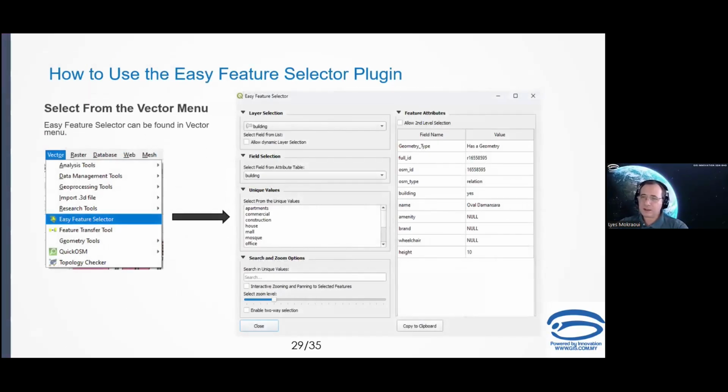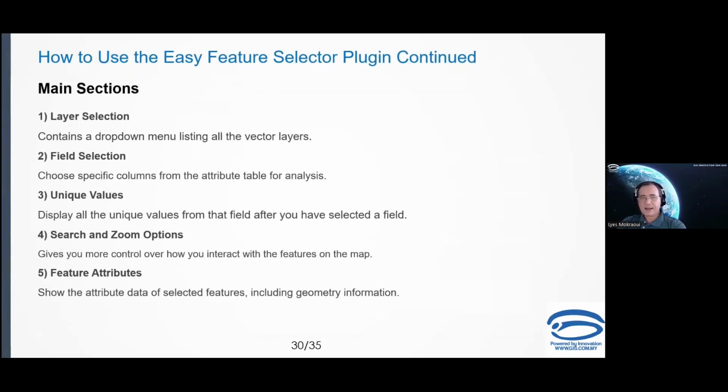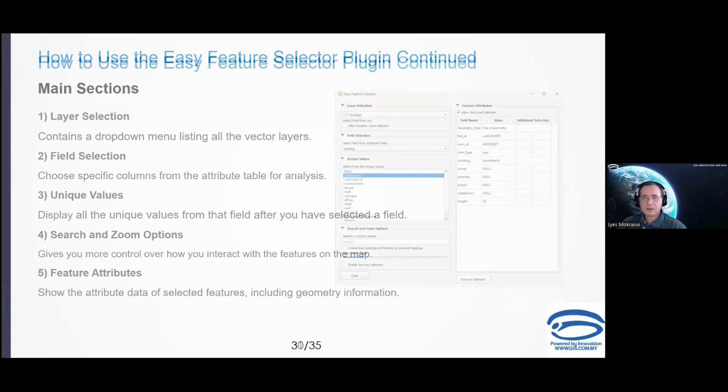All right, so this is the interface. I'm going to do a demo and explain what this is. If you install this plugin, it will appear in the Vector menu, and then the dialog box will appear when you click on that. So you can have the layer selection, the field selection, unique value selection, zoom, search and zoom options, and feature attributes. All right.